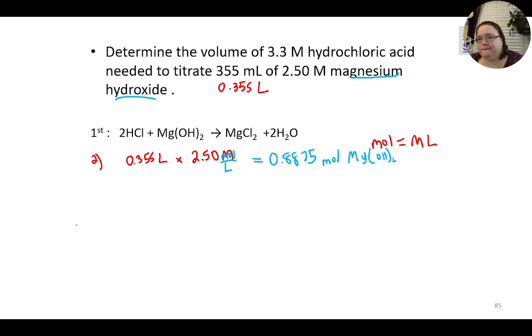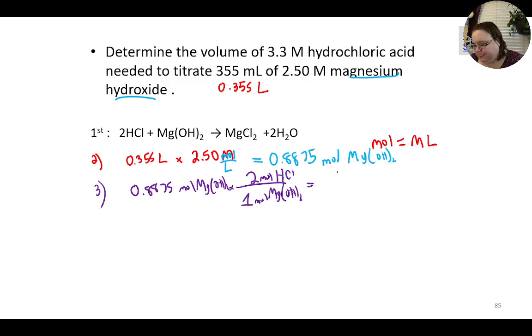Now we've got to use my mole ratio. And yes, technically you don't have to rewrite that moles. You could just continue your calculation, but I don't have enough space, so I'm going to rewrite it. So we're getting rid of magnesium hydroxide, which means 1 mole goes on bottom and 2 moles goes on top because we're trying to get to the hydrochloric acid. Times 2 gives me 1.775 moles of acid.